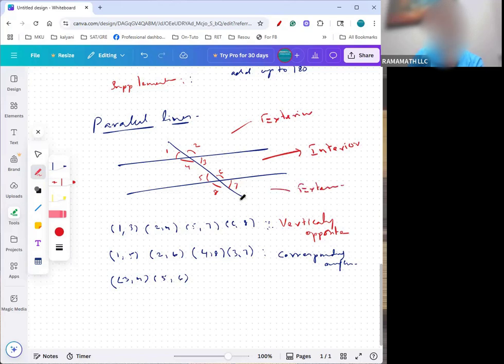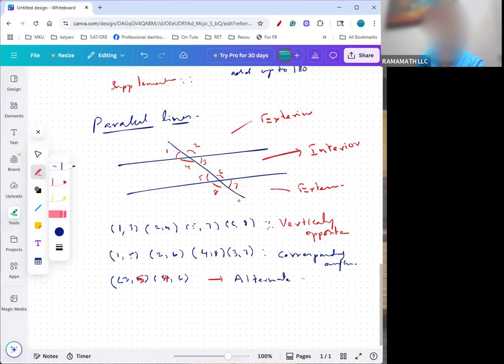Okay, so the outside part is exterior, inside is interior angles. Obviously, these are interior angles, but I'm going to take 3 and 5 and then 4 and 6. What angles are these, if anyone knows? Alternate interior angles? That's correct. Alternate interior.